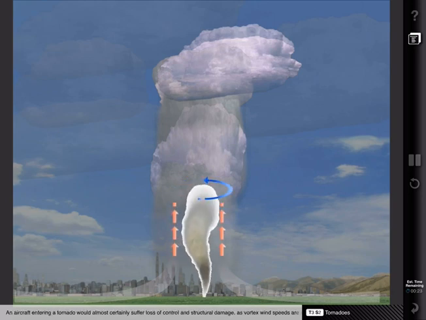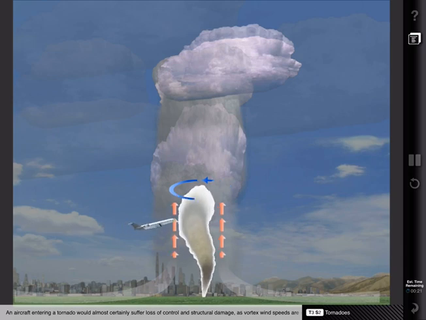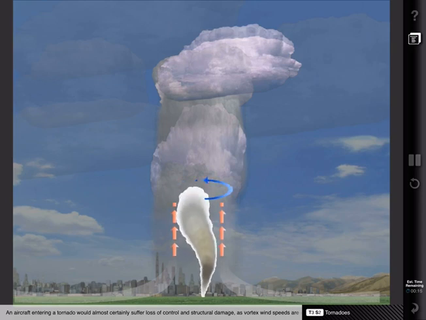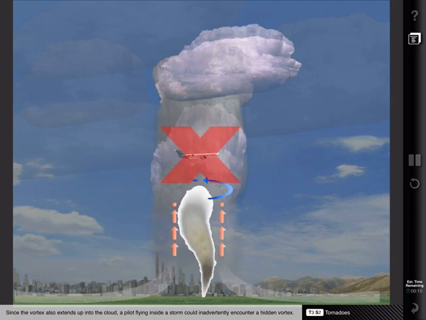An aircraft entering a tornado would almost certainly suffer loss of control and structural damage, as vortex wind speeds are estimated to exceed 200 knots. Since the vortex also extends up into the cloud, a pilot flying inside a storm could inadvertently encounter a hidden vortex.